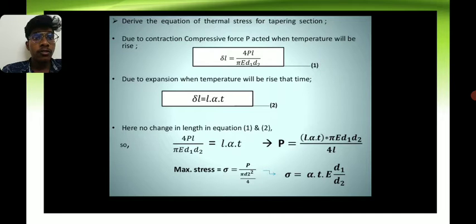Now we have to equate them, so that 4PL by pi E D1 D2 is equal to L into alpha into T, that is P is equal to L into alpha into T into pi into E into D1 D2 by 4L, where sigma is alpha T into E into D1 by D2. That is the maximum stress we get.